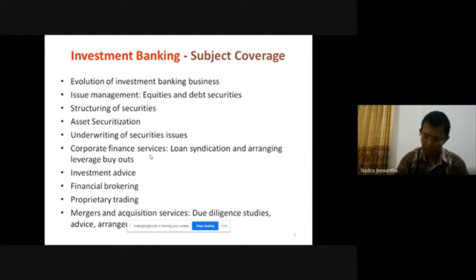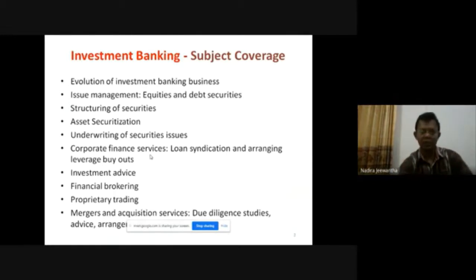So what do we mean by issue management? Under issue management, the initial learning material is government securities, which we discussed a little last week. What are government securities? We will be learning treasury bills and treasury bonds. Sometimes you may already know these things, but you need them to answer in your exam.